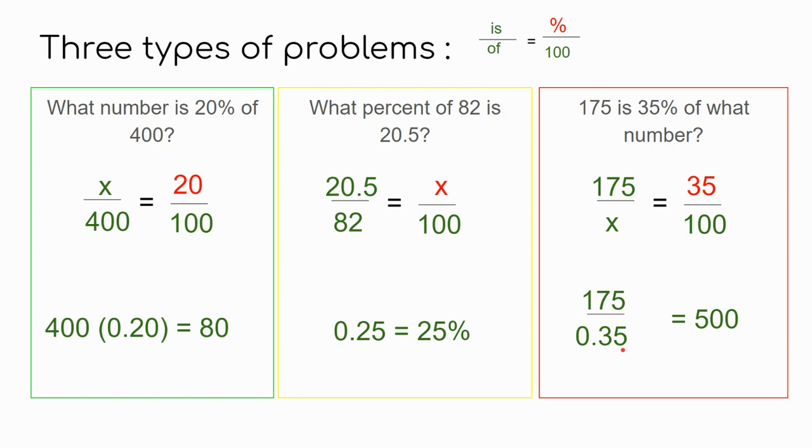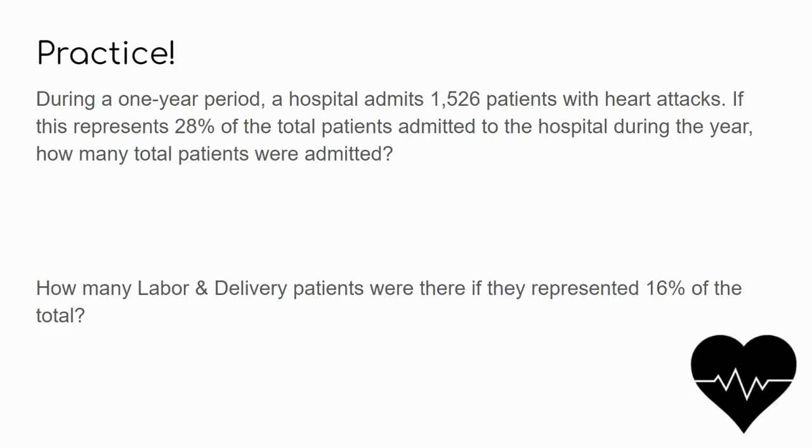There you go. Here's a chance to put yourself to the test. Go ahead and try this one on your own. Let me read it for you, and you can pause and try it. During a 1-year period, a hospital admitted 1,526 patients with heart attacks. If this represented 28% of the total patients admitted to the hospital, how many total patients were admitted? So 1,526 is only a portion of the patients. We don't know the total number of patients, but we do know that 1,526 was 28% of the total.